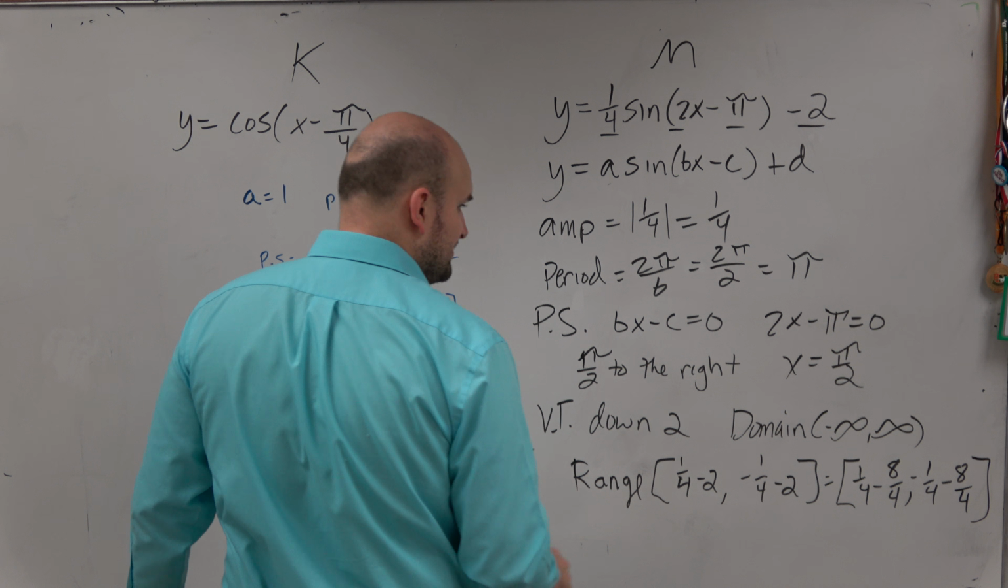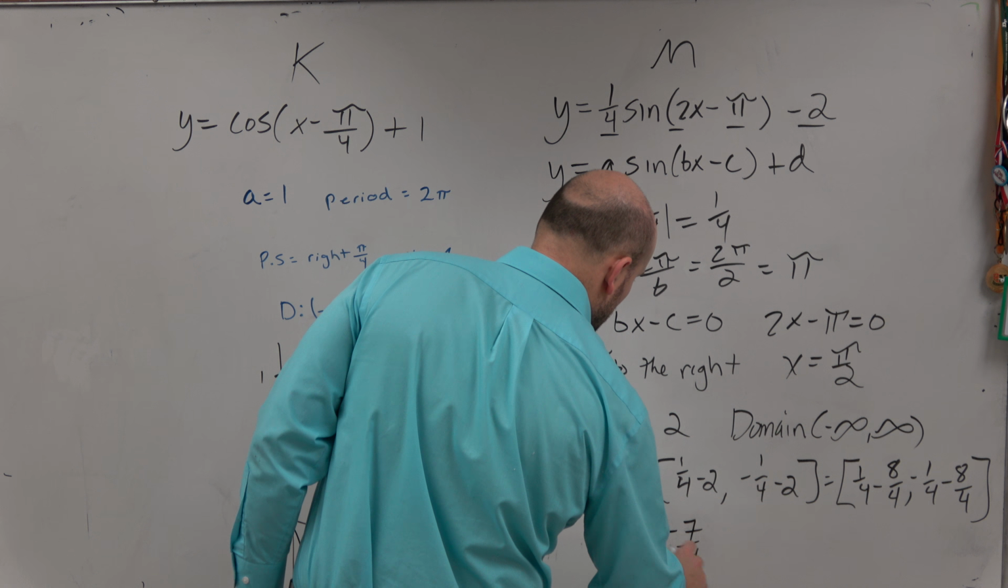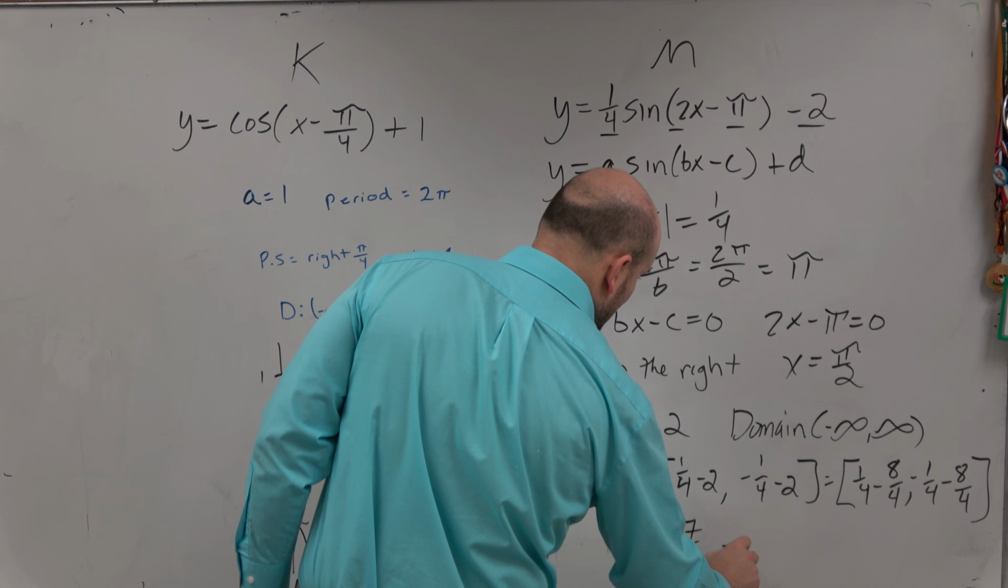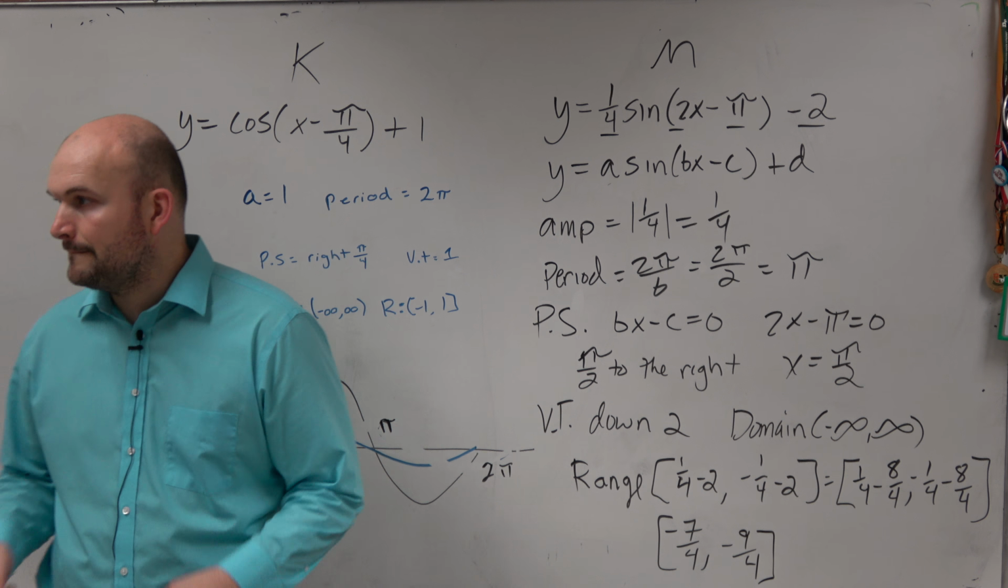And when we go ahead and simplify this, we have negative 7/4 and negative 9/4. And there you go. All right.